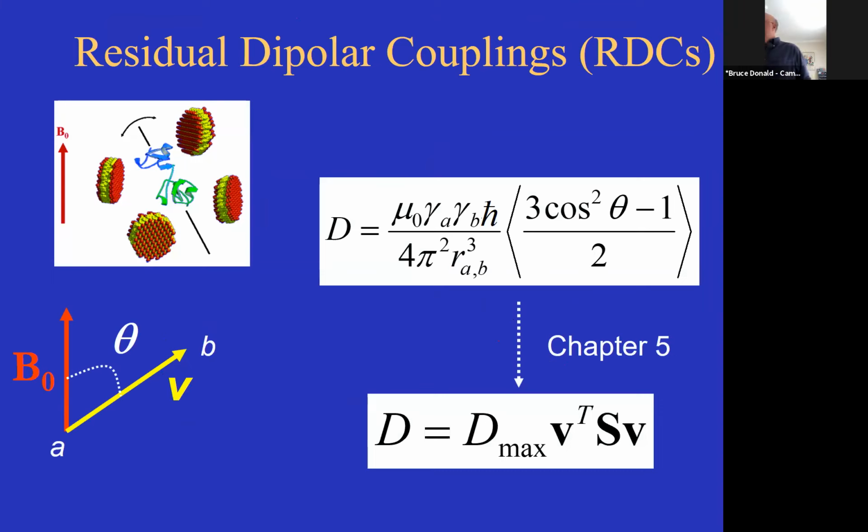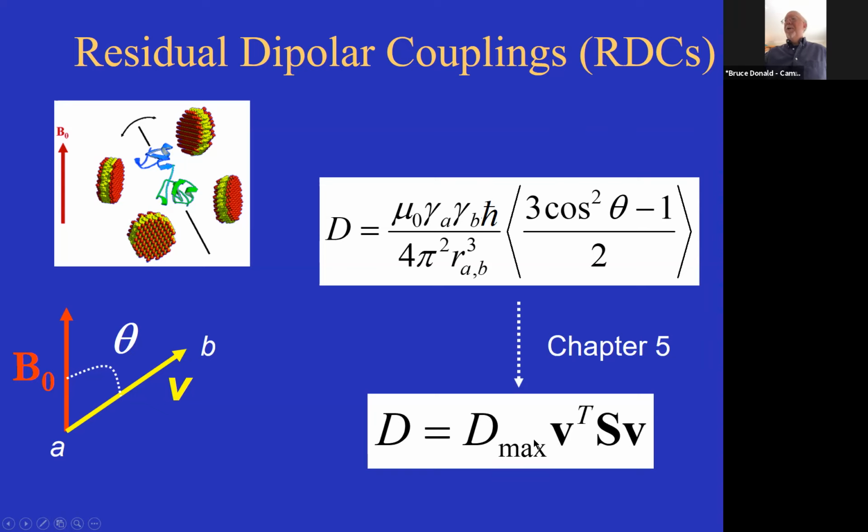So again, here's our framework. I'll review what we had before. We have our protein. We put it in an aligning media here: bicelles, micelles, phage, stretch it into a gel. Orientation of a bond vector relative to the external magnetic field. That's the theta here. Here's the equation that describes dipolar coupling. Using the simple derivation in chapter 5, we can turn that into our tensor format here.